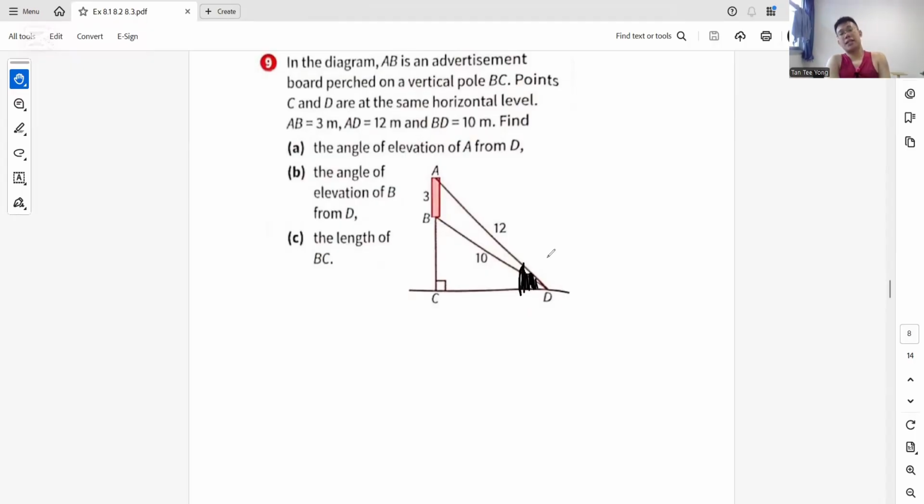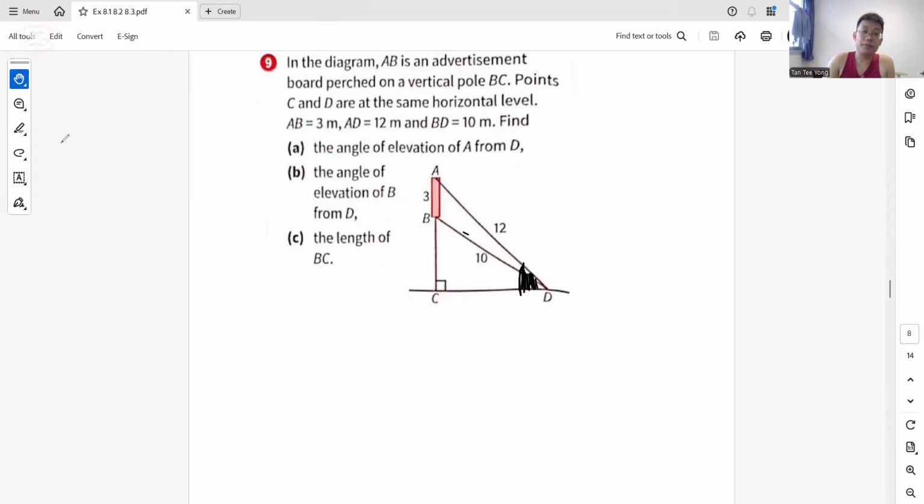Basically, what I was thinking is you can actually find angle BAD first. So you have this, then you have 90, then you can find this big angle already. That's the thinking process. First thing first, how to find angle BAD. If you focus on triangle ABD, you have all three lengths of the three sides, so you can do cosine rule actually.